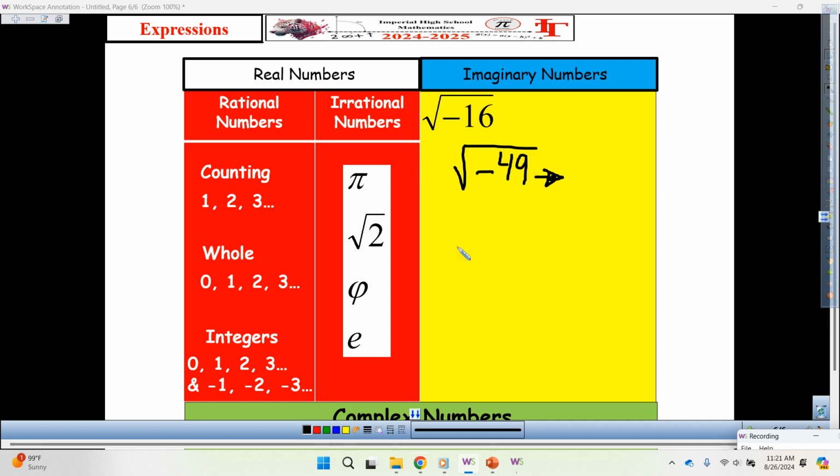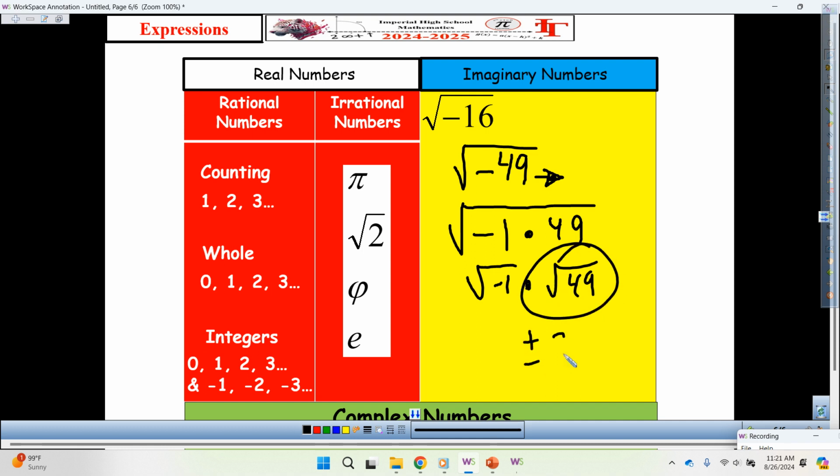Correct answer. Square root of negative 1 times 49. Square root of negative 1 times square root of 49. Square root of 49 is plus or minus 7. Square root of negative 1 is i. And we got that. Oh yeah, we got this.